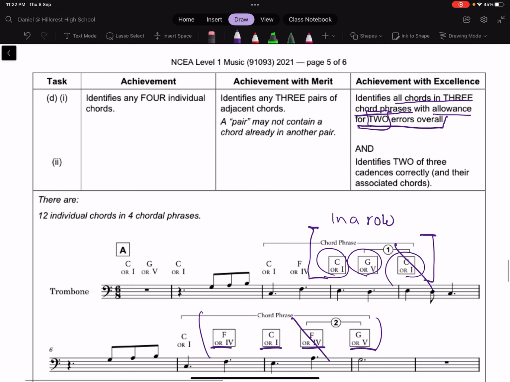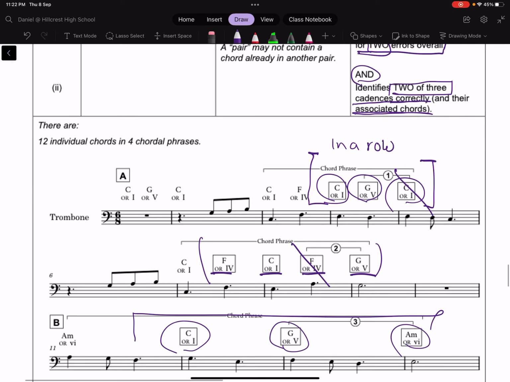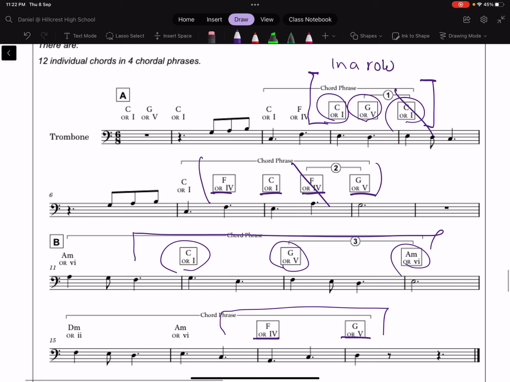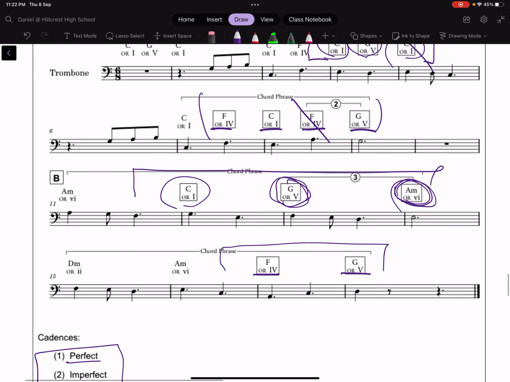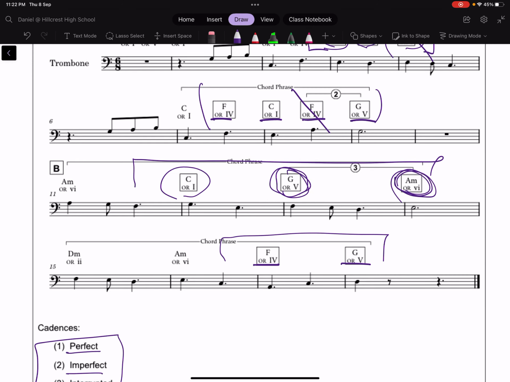But in excellence, you've got to get 2 of the 3 cadences correct and the associated chords. So you can't just wing it and go, oh, that's an interrupted and fluke it. You got to actually get these chords right. Okay? Because you got like 1 in 4 chance of getting it right. 4 cadences. Well, with the 3.